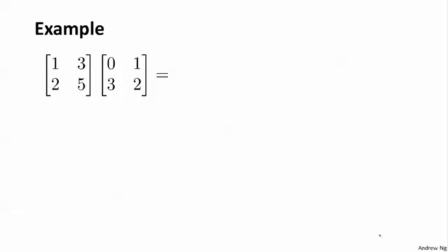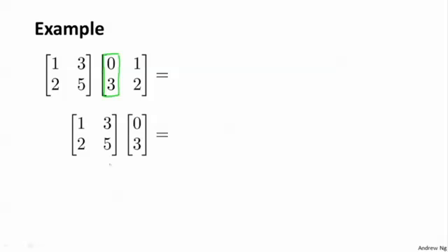Let's say I want to multiply together these two matrices. What I'm going to do is first pull out the first column of my second matrix. That was my matrix B on the previous slide, and I therefore have this matrix times that vector. So let's do this calculation quickly. This is going to be equal to 1, 3 times 0, 3, so that gives 1 times 0 plus 3 times 3. And the second element is going to be 2, 5 times 0, 3, so that's 2 times 0 plus 5 times 3.